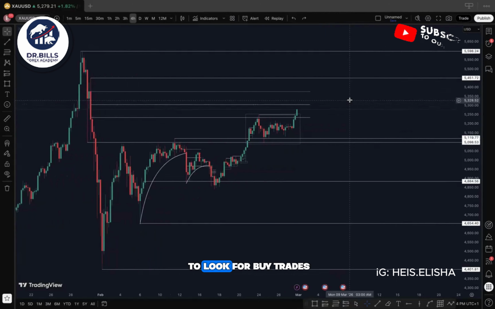Our focus is just look for buy trades because this will be the start of a massive all-time high movement again. And trading all-time highs is quite easy. Your bias is bullish, meaning you don't need to look for sells, just focus on looking for buy trades and plan accordingly.